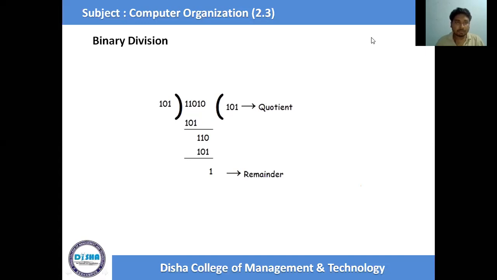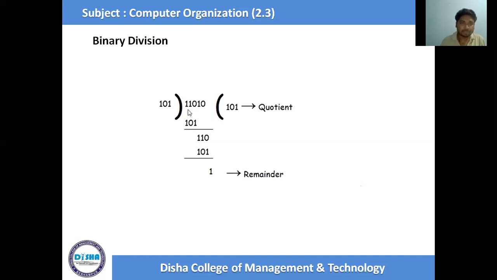Binary division is another mathematical operation. Binary division is comprised of two binary arithmetic operations: one is multiplication and the other is subtraction. In the last slide we saw how multiplication and subtraction happen. During subtraction we use the two's complement form, and only then is subtraction possible. For a computer there is no subtraction circuit, only an addition circuit, so we do subtraction by using the two's complement method.